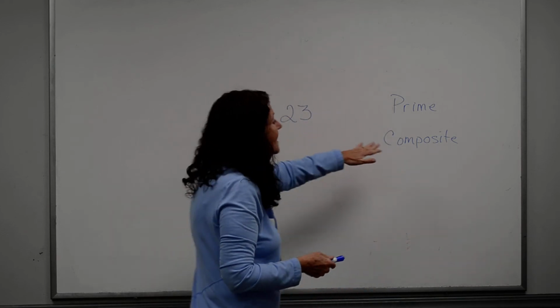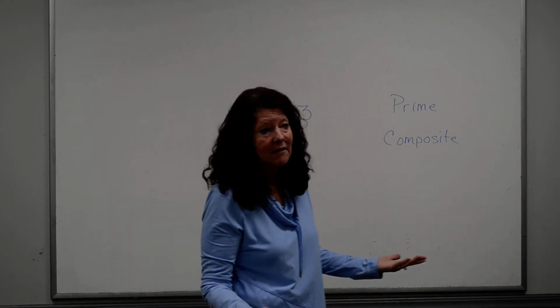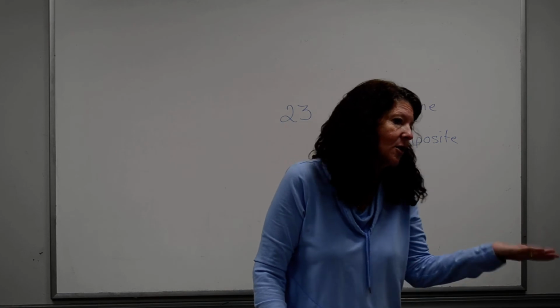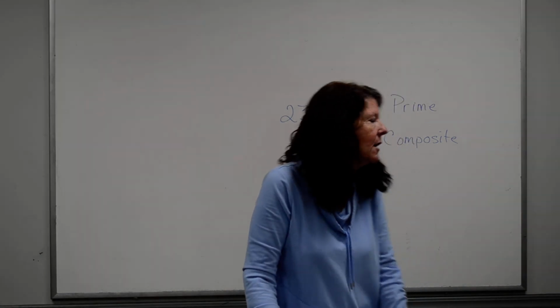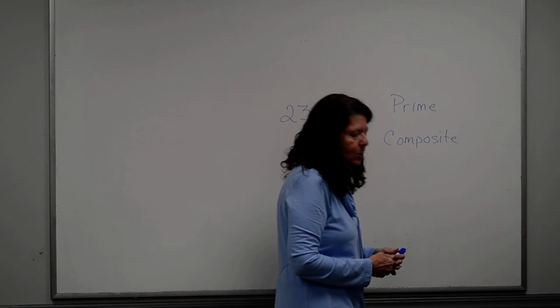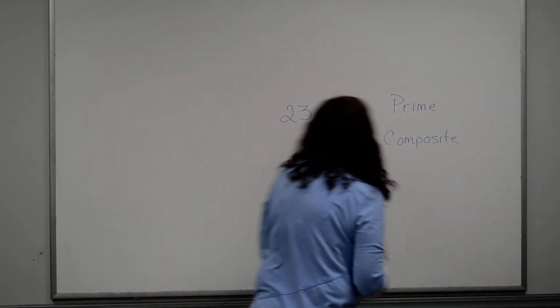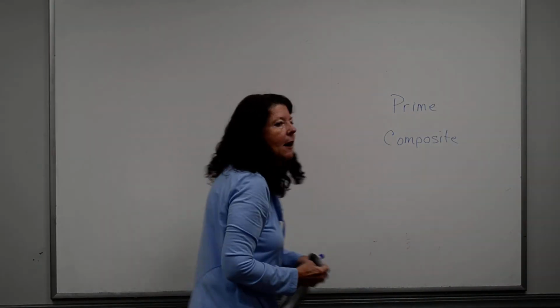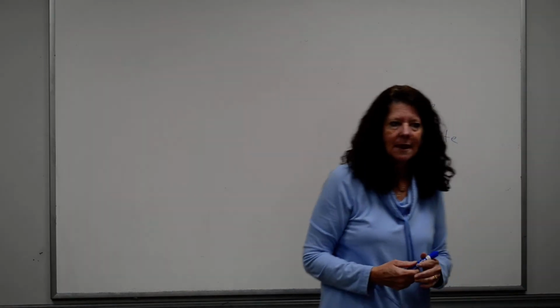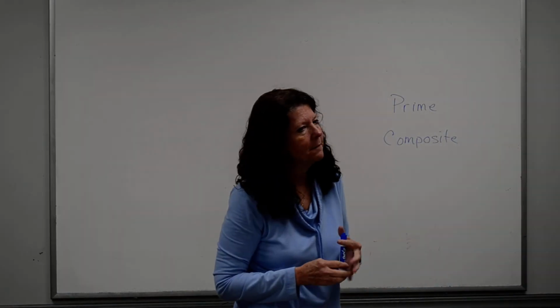Composite numbers are numbers like 10 that have more factors besides 1 and 10. 2 and 5 can multiply together to get that. So just make sure you know the difference between prime and composite. And then we began to talk about prime factorization. What does prime factorization mean?